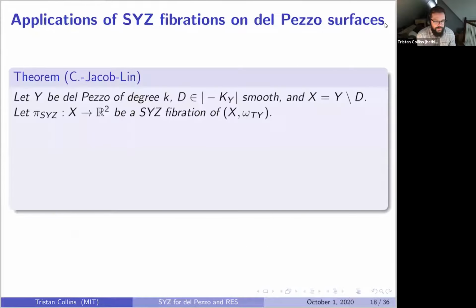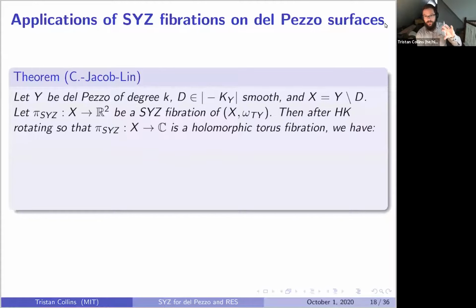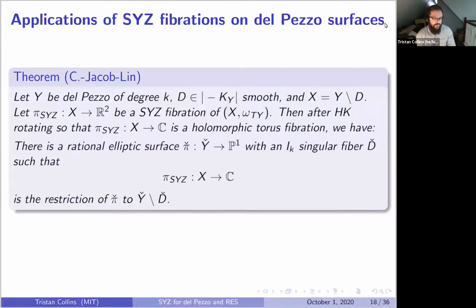Okay, so let me start the second half by answering Mark's question right away. If you take a del Pezzo surface of degree k and you take any of the SYZ fibrations you choose, then you can hyperkähler rotate, so this SYZ fibration becomes a holomorphic torus fibration over C, and then you can prove that there is a rational elliptic surface which compactifies this fibration with an I_k fiber over infinity, so that this SYZ fibration is the restriction of the holomorphic torus fibration to the complement of the I_k singular fiber. So that describes the fibration pretty well.